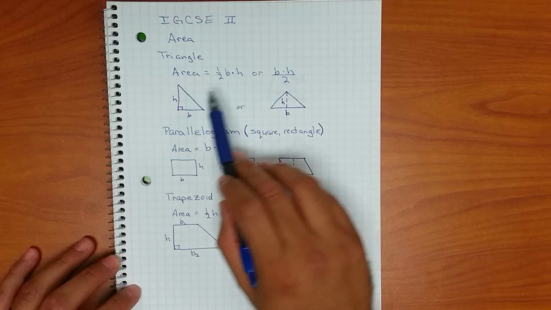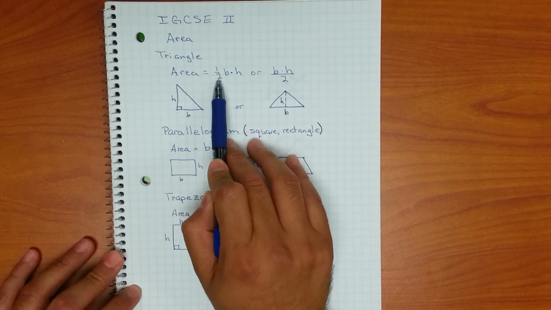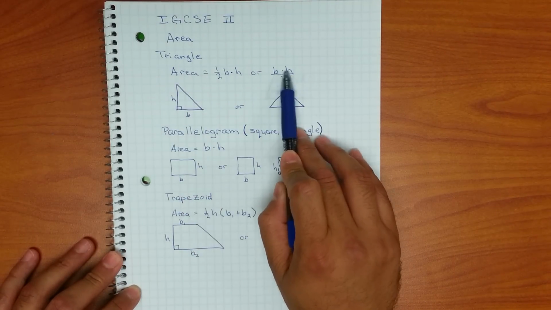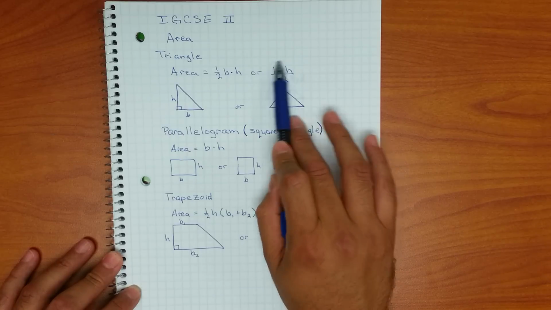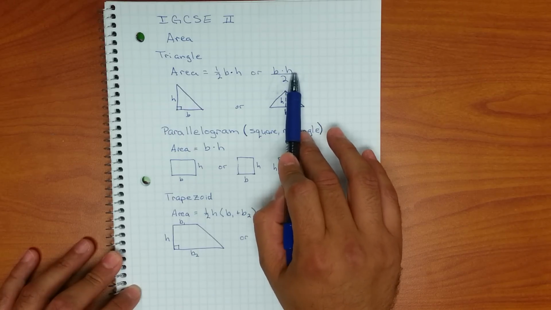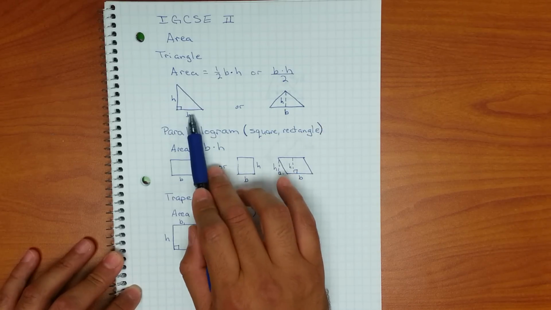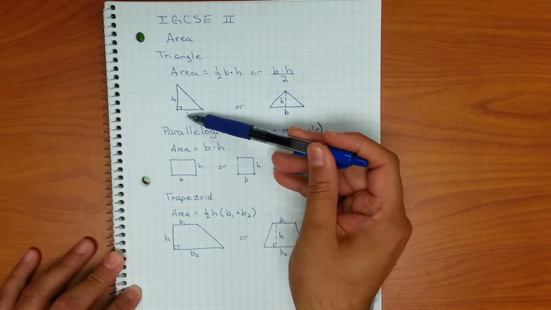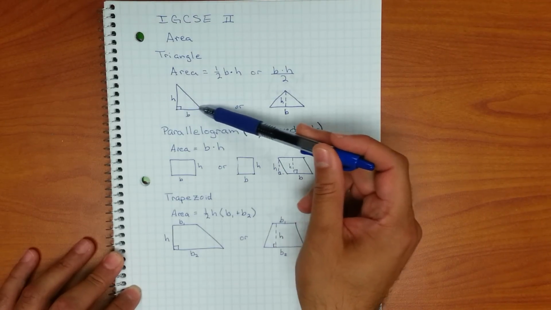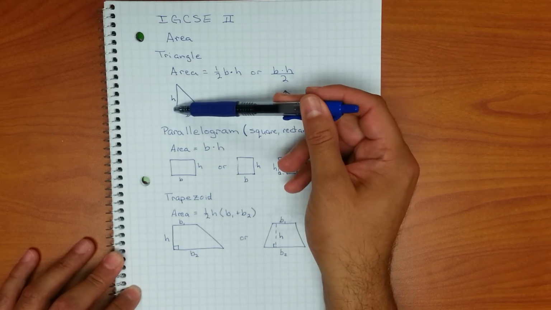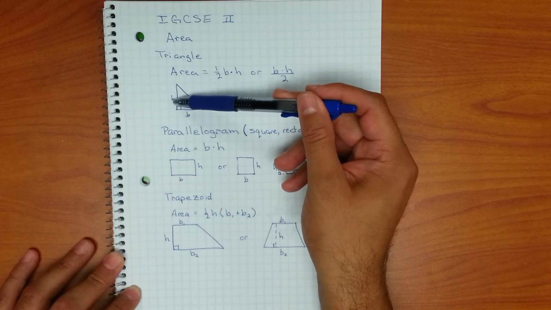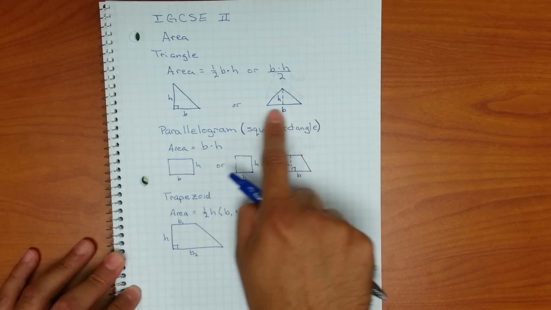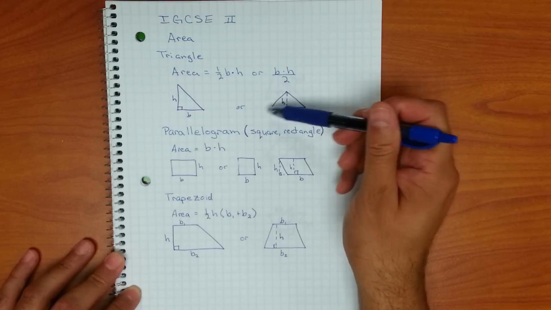Starting off with the triangle, area is going to be 1/2 base times height. It could also be written as base times height divided by 2. This is normally the easier way to write this formula. So in this triangle, right here we have the base, the bottom of this triangle, and this is the height here. On this one right here, the base, which I have listed here, and the height.